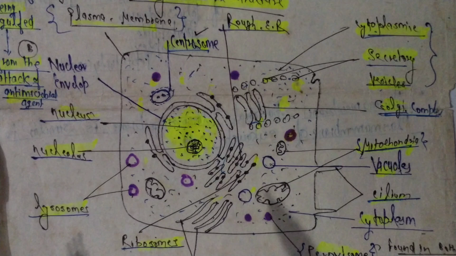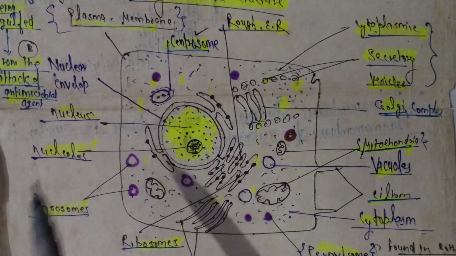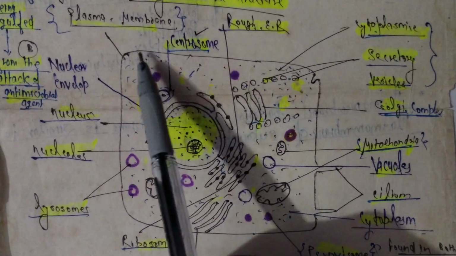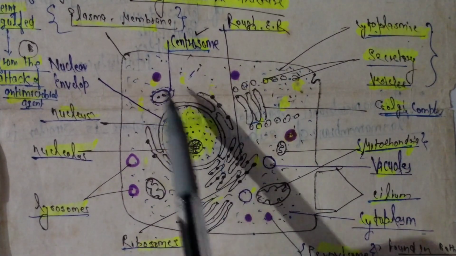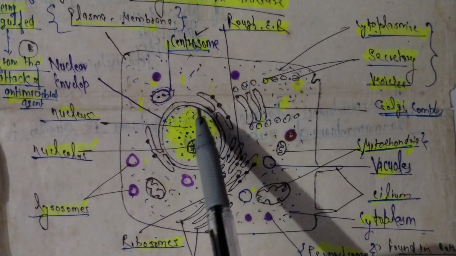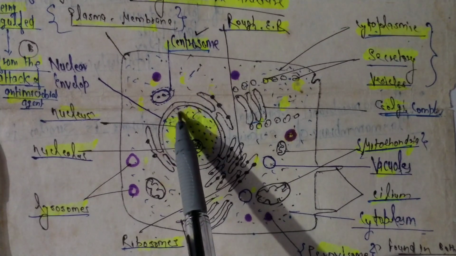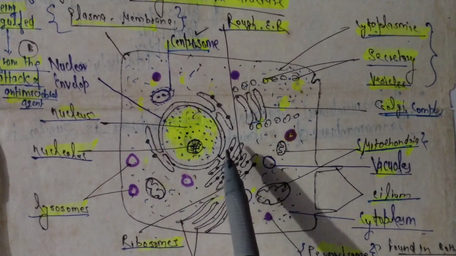This is the structure of eukaryotic cell. This is the structure of eukaryotic animal cell. So the outermost covering is the plasma membrane. सबसे बाहर प्लाज्मा मेम्ब्रेन पाई जाती है. प्लाज्मा मेम्ब्रेन के अंदर और न्यूक्लियस के बाहर जो भी पदार्थ यहाँ भरा होता है उसको साइटोप्लाज्म कहते हैं. ये न्यूक्लियस है. न्यूक्लियस फुली डेवलप्ड होता है. आउटर न्यूक्लियर मेम्ब्रेन और इनर न्यूक्लियर मेम्ब्रेन पाई जाती है, जिसको हम न्यूक्लियर एनवेलप कहते हैं.